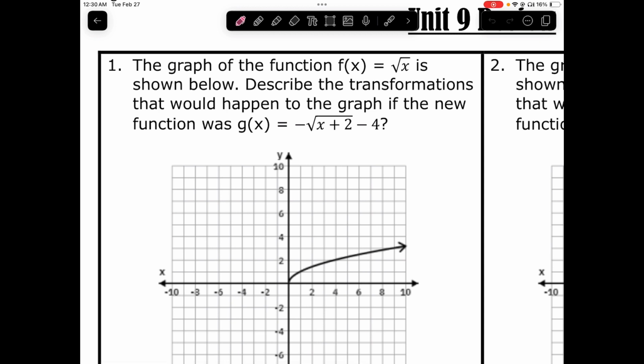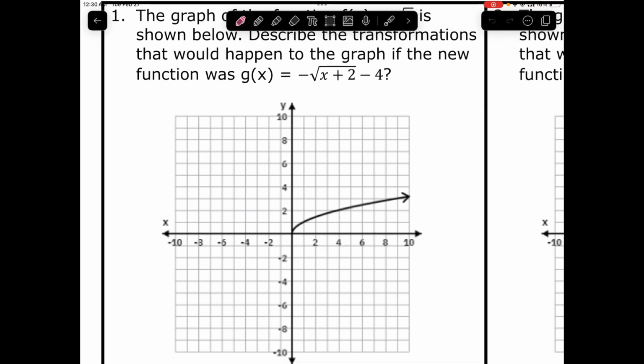The graph of the function f of x equals square root of x is shown below. Describe the transformations that would happen to the graph if the new function was this. All right, cool. First thing I see is that the vertex changes and it will now be -2, -4. So let's graph that first.